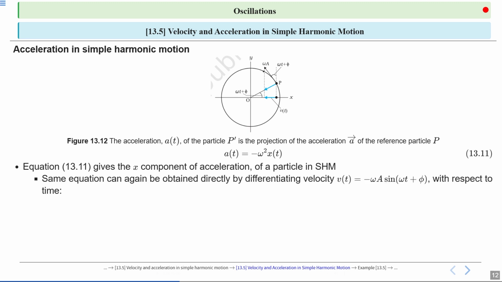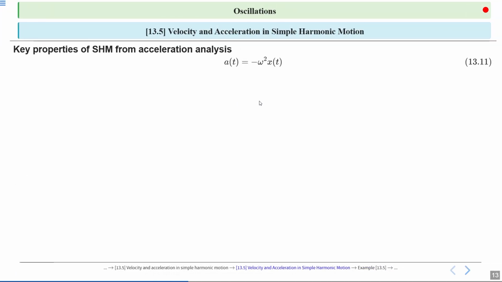So here, if we start with the velocity in SHM, which is v of t is equal to minus omega A sine omega t plus phi, and differentiate with respect to time, we get the acceleration. Differentiating velocity gives us the acceleration formula: a of t is equal to the derivative of v of t with respect to time. The main equation is a of t is equal to minus omega square x of t.